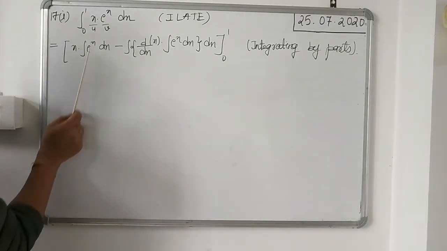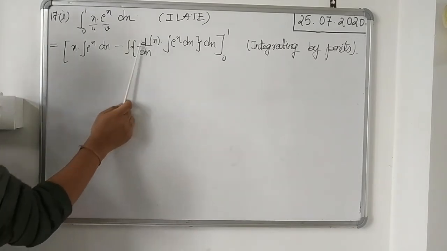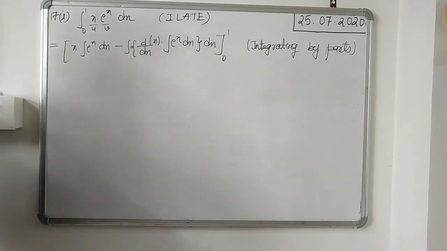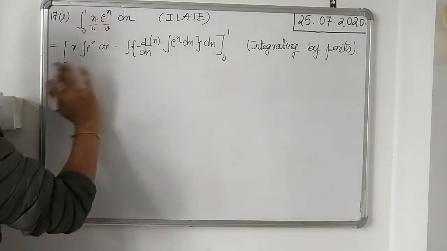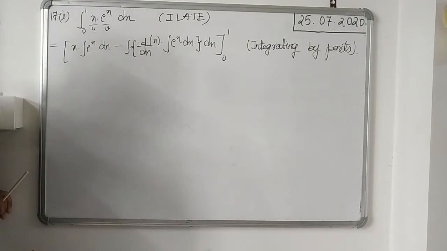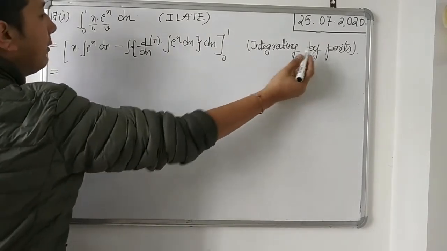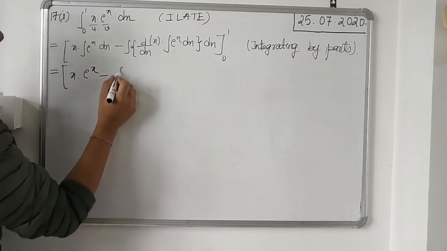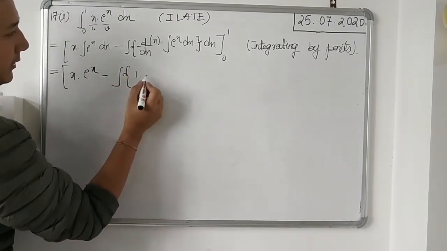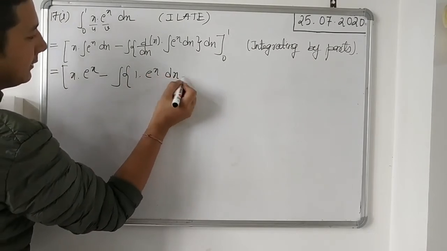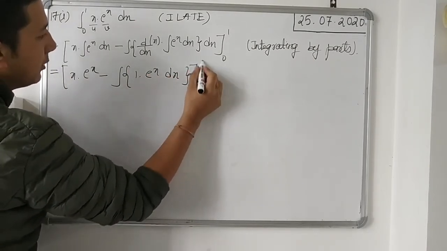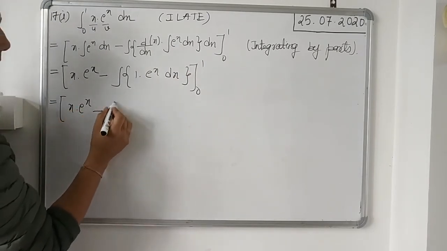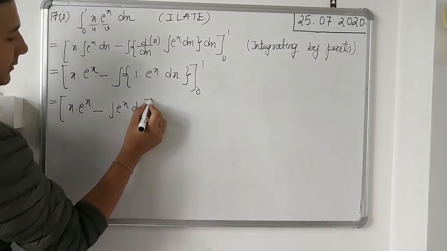x integration of e to the power x minus integration, use the curly bracket, differentiation of first function into integration of second function dx. Okay, let's simplify it further. The moment you finish it, put the limits like this, and mention that integrating by parts. x integration is e to the power x minus curly bracket, it is 1 e to the power x dx, it goes from 0 to 1. Very simple question, okay?